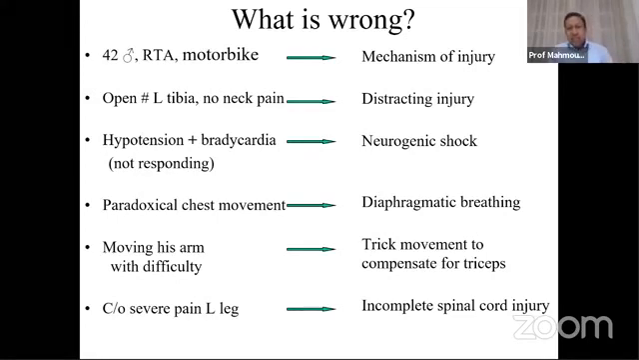The paradoxical chest movement, diaphragmatic breathing, means the diaphragm is working because the level of this injury was C5, C6, means that the diaphragm, which is C3, 4, and 5, was working, but all the intercostal muscles are not. Moving his arm, as I mentioned, is a trick motion to compensate for the triceps, and the severe pain is because of the incomplete spinal cord injury. And I think I need to stop at this slide, and I'm happy to take any questions.